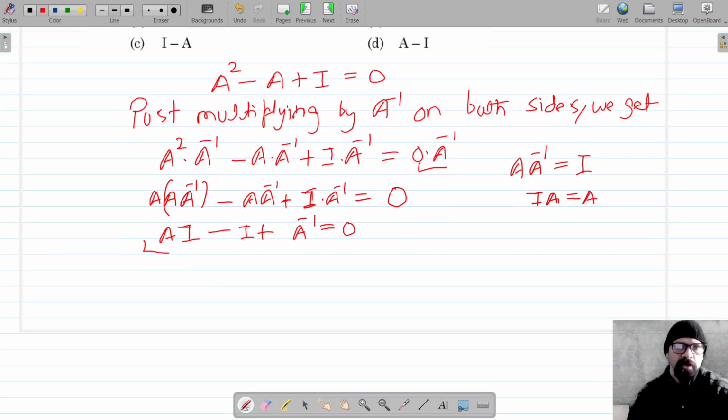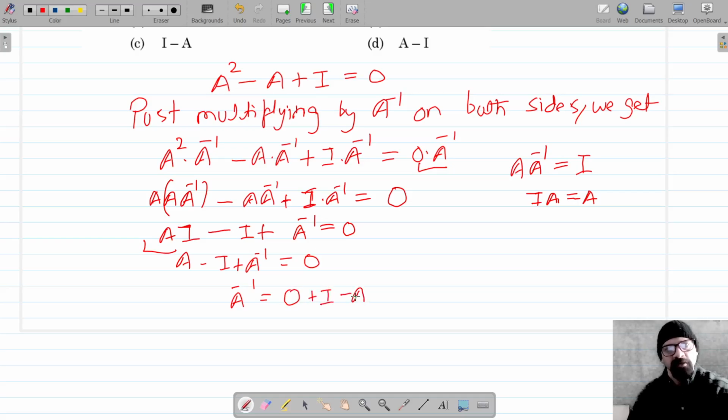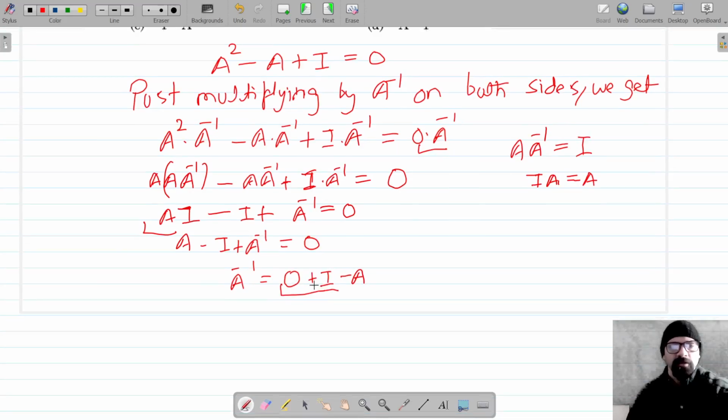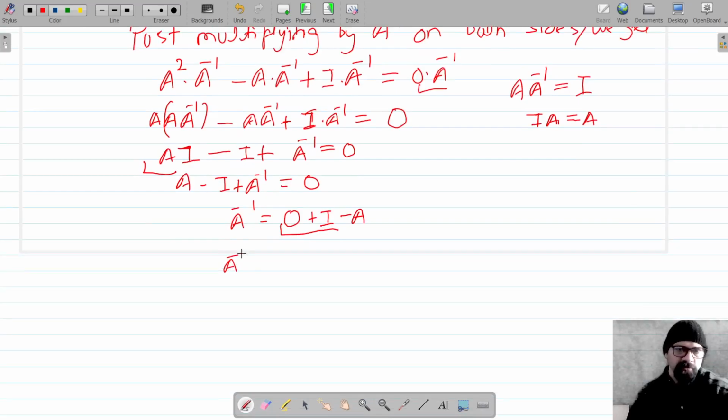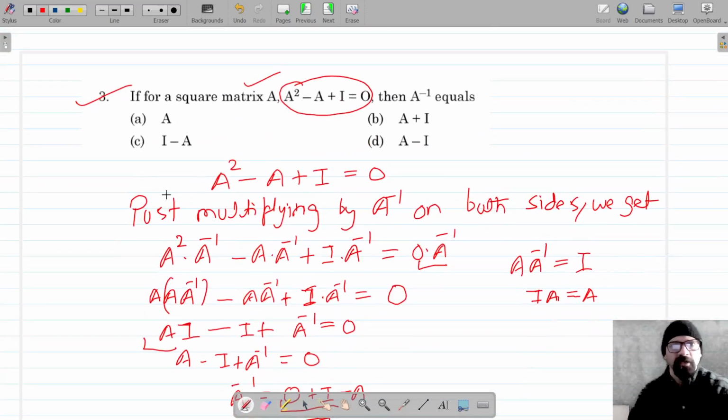A into I is once again A, so we get A minus I plus A inverse is equal to the null matrix, which gives me A inverse is equal to the null matrix plus identity matrix minus A. Addition of the identity matrix with the null matrix is the identity matrix once again. So A inverse is the identity matrix minus A, which is option C.